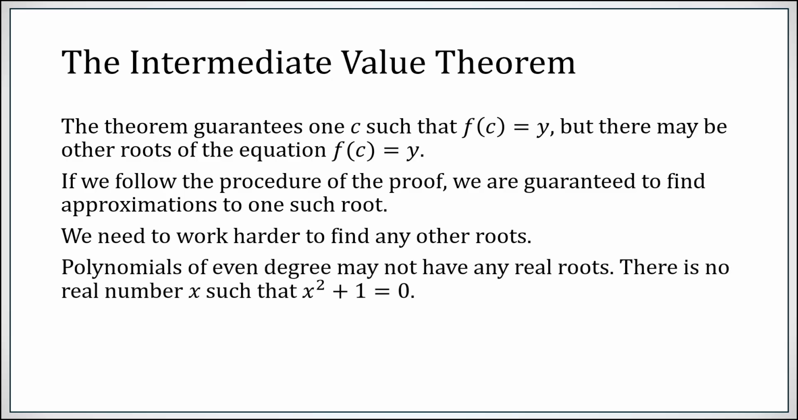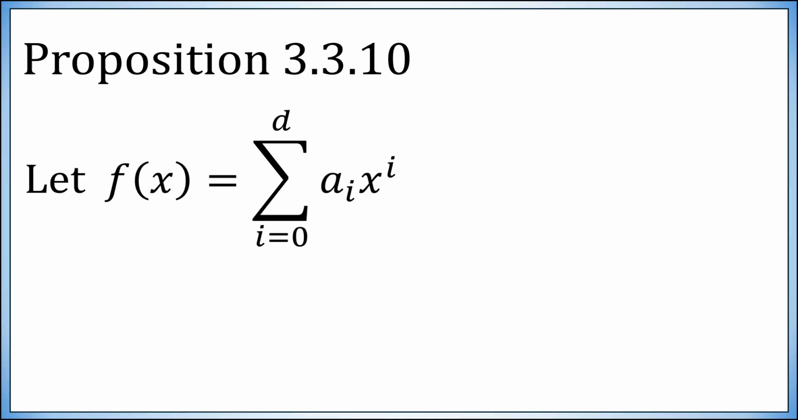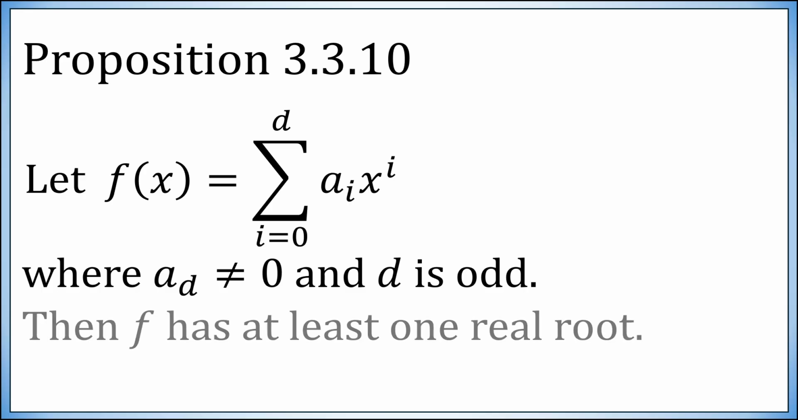Polynomials of even degree, for example, might not have any real roots. There's no real number where x squared plus 1 is equal to 0. Odd degree polynomials always have at least one real root. So suppose you have a polynomial where the leading coefficient isn't 0 and it is an odd degree polynomial. Then there is at least one real root.